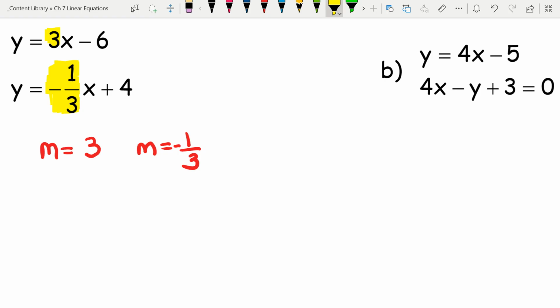So the first one's a 3. So is the second one a 3? No, it has a 3 in it, but it's not a 3. Okay. So they're not the same. So they're not parallel. So then you ask yourself, look at the first slope, flip it. So if you flip a 3, you're now at a third. First one's positive, second one is negative. So does it meet their criteria? Yes. So it meets the criteria of being perpendicular.